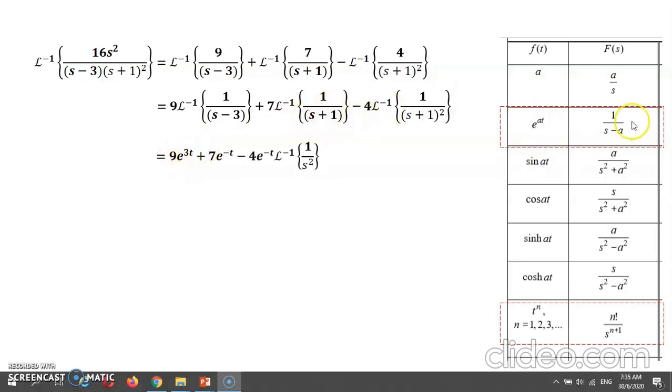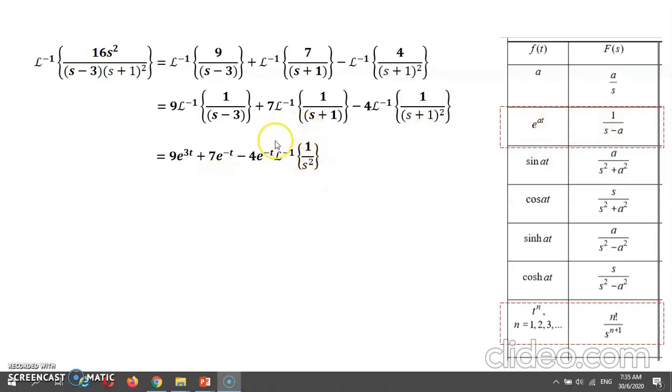Untuk kes yang ini, A adalah negatif 1. So that's why you ada FT sama juga dengan eksponen negatif T. So that's why from here you dapat 7 eksponen negatif T. Okay, untuk kes yang ini pun sama. You punya A adalah negatif 1. So that's why you akan dapat negatif 4 eksponen negatif T inverse Laplace transform 1 per S kuasa 2. So from here you ada S tambah 1. Tapi because of you apply the first shift theorem, you dah tinggal dengan 1 per S kuasa 2.